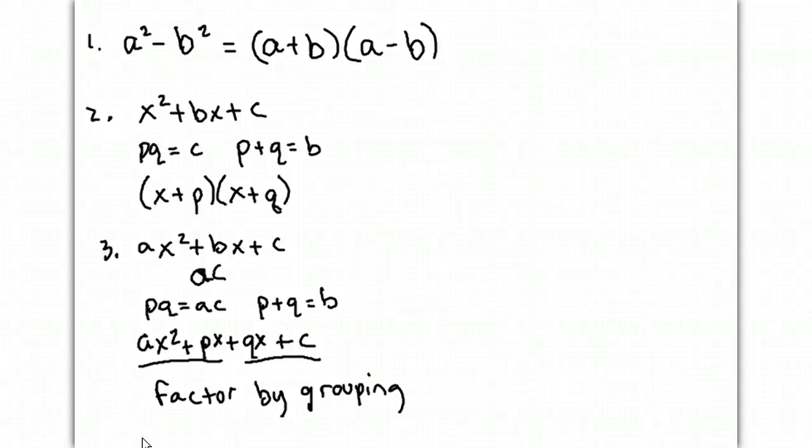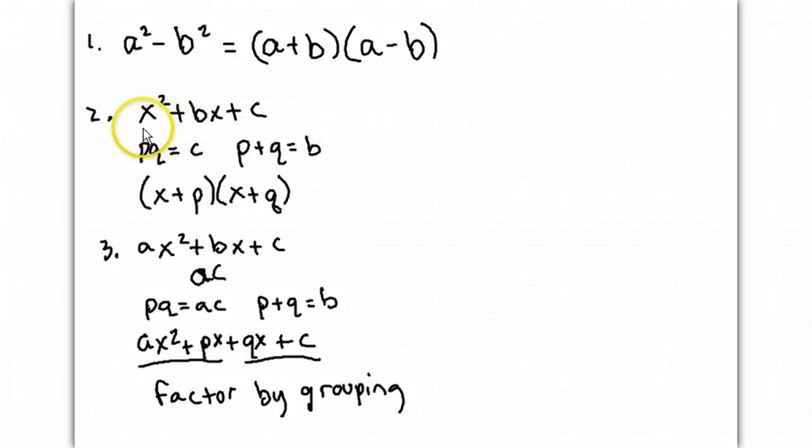Now let's go over factoring. Three things you must know with factoring are three important formulas. The first formula is the difference of squares. So if you have a squared minus b squared, then that can be written as (a plus b)(a minus b). You might want to write these formulas down before we begin.